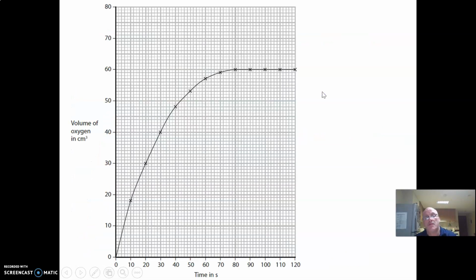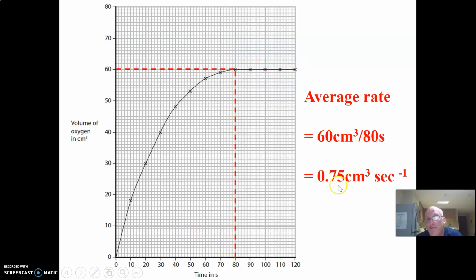Okay, there's an exam question here. This is the amount of oxygen being produced from hydrogen peroxide, I think it is, and you can see that the reaction gave a maximum of 60 cm of gas, and it took 80 seconds to get there. So this is how the average rate is calculated there.